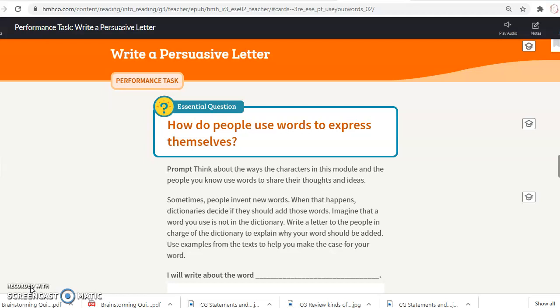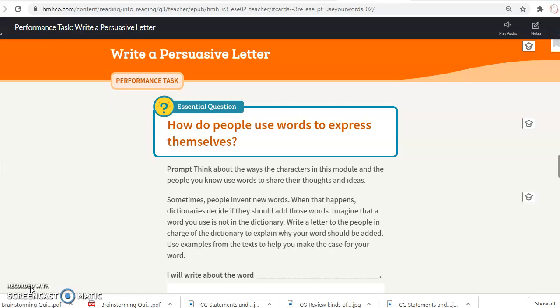Now I want you to follow along with me as I read the prompt found on page 218 in your My Book. Prompt. Think about the ways the characters in this module and the people you know use words to share their thoughts and ideas. Sometimes people invent new words. When that happens, dictionaries decide if they should add those words. Imagine that a word you use is not in the dictionary. Write a letter to the people in charge of the dictionary to explain why your word should be added. Use examples from the text to help you make the case for your word. I will write about the word blank.